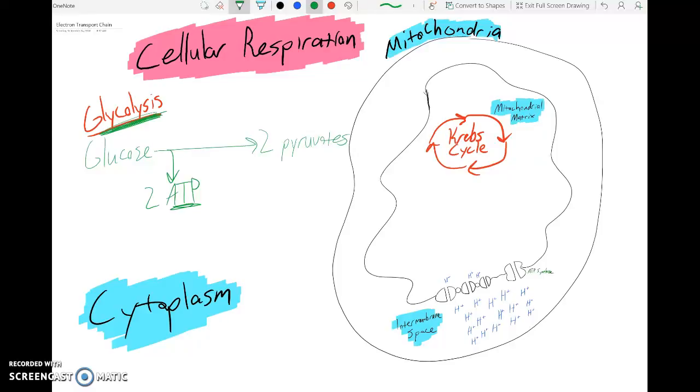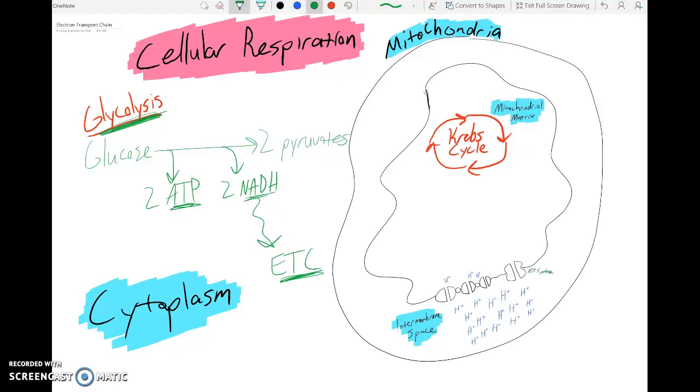We also have, and this is more what we're concerned with, two NADH molecules. These guys are going to be the ones that go to the electron transport chain because these are our electron carriers. So they're going to carry these electrons over here to the electron transport chain, which we'll talk about in a second. So we have our two pyruvates.